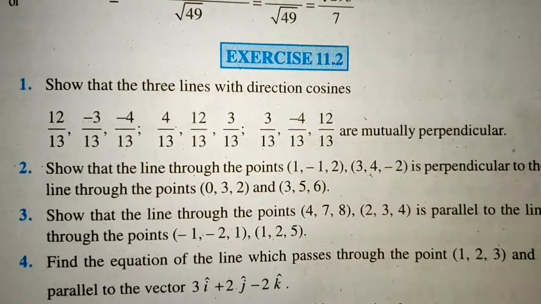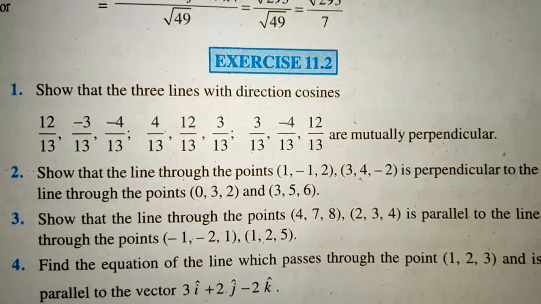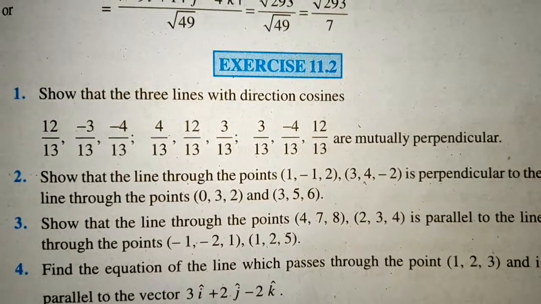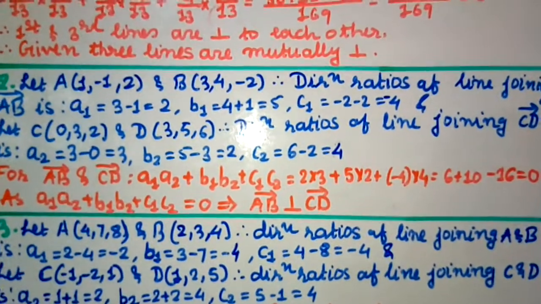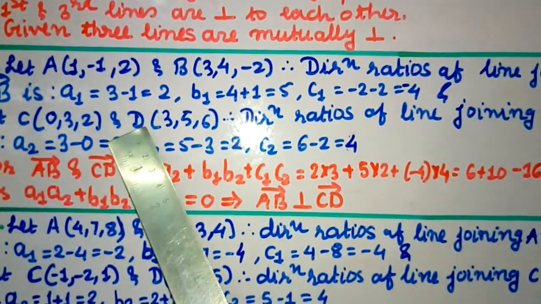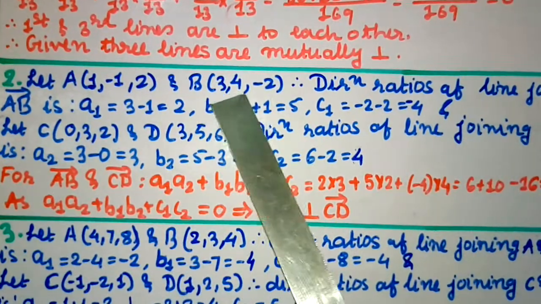Show that the line through the points (1, -1, 2) and (3, 4, -2) is perpendicular to the line through the points (0, 3, 2) and (3, 5, 6). Let the first point be A, the second point B, the third point C, and the fourth point D. So A is (1, -1, 2) and B is (3, 4, -2).